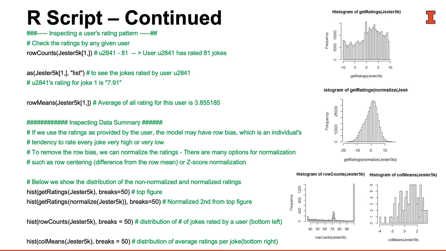Okay. Then we will do some histograms. This is the unscaled histogram of the ratings. This is the scaled histogram. And then we will show for each joke the kind of ratings different people have given. Okay. This is just data description.